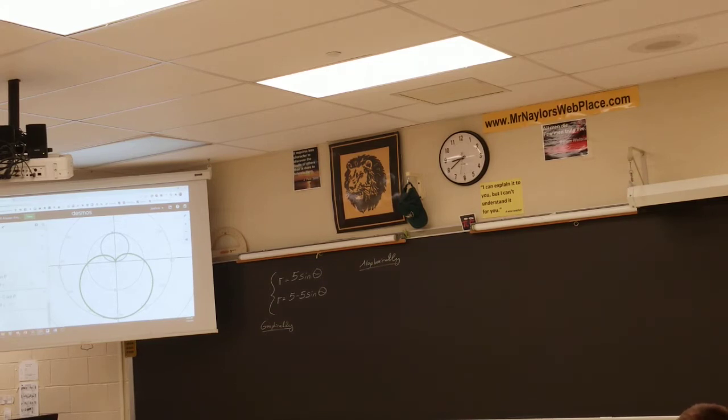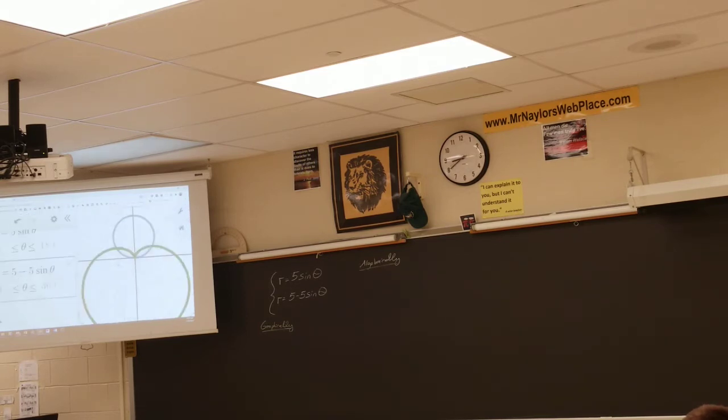Now, some of this is just visual. And honestly, sometimes people don't like this because it's like, I want some numbers, Mr. Naylor. But right now, all we really can do is zoom in, or look at this graph and see that a point of intersection is right here in the middle at 0, 0. Okay. How about this point right here?